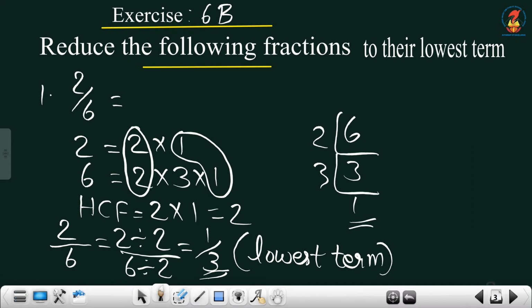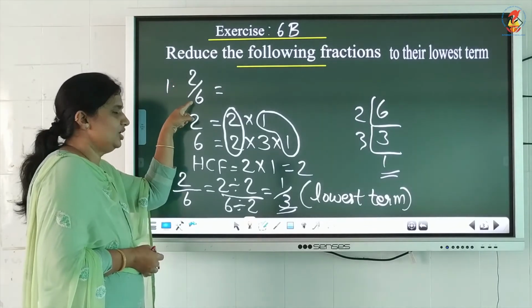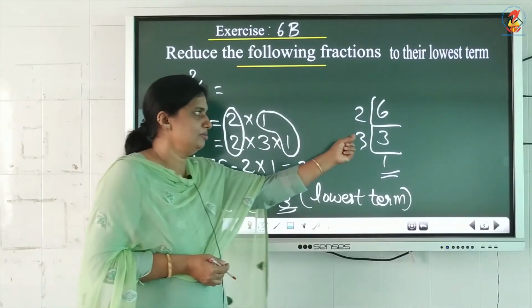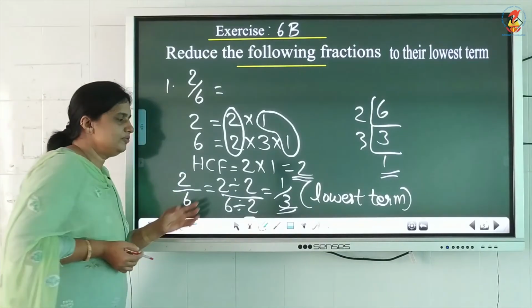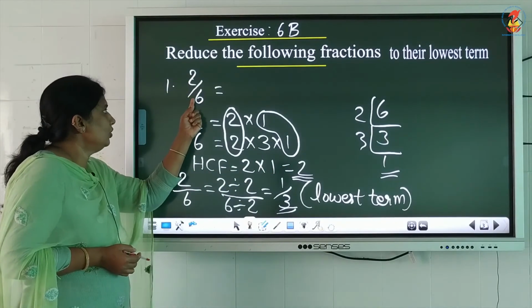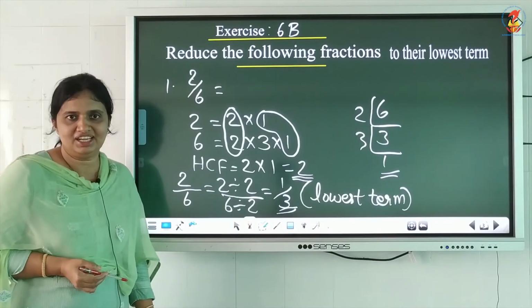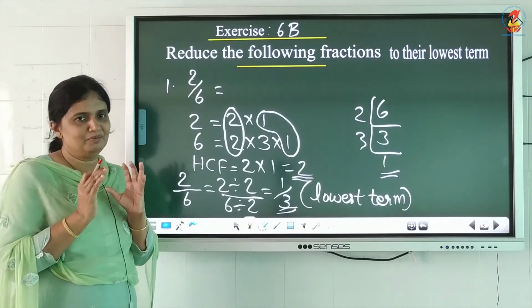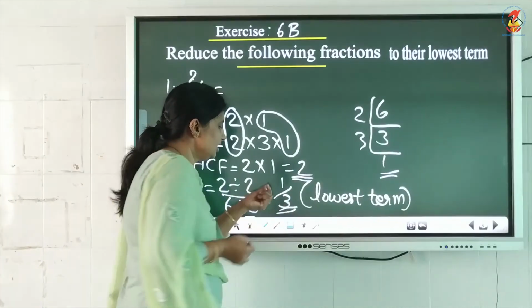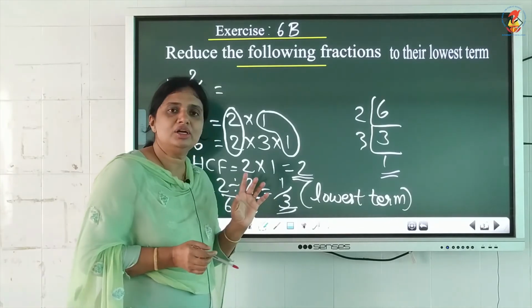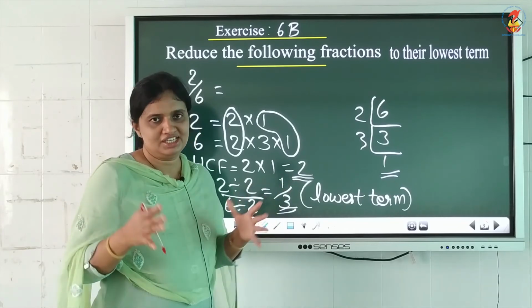Is it difficult children? No. I will tell you one more time. First you need to find the HCF of the numerator and denominator, that you studied in the last chapter. Then the HCF is 2. After that you need to divide the numerator and denominator by that HCF. 2 by 2, 6 by 2. You will get 1 by 3. That 1 by 3 is the lowest term of the fraction 2 by 6. Is it clear? And see, the common factor between the numerator and denominator is 1 only. Then we can say it is in the lowest term.